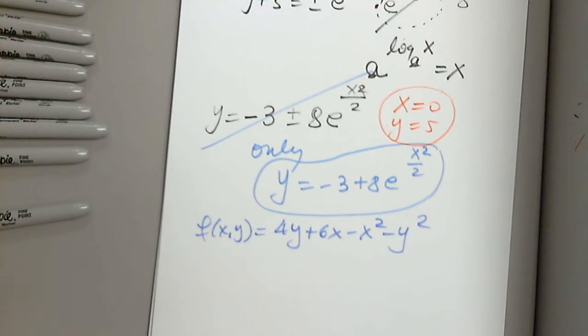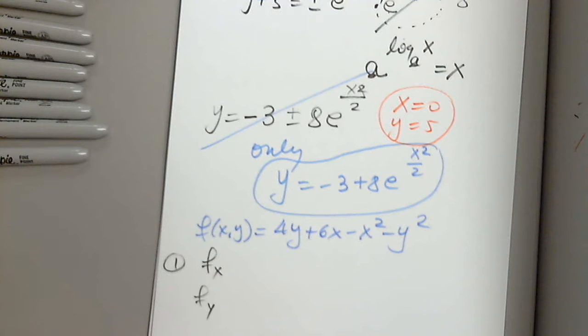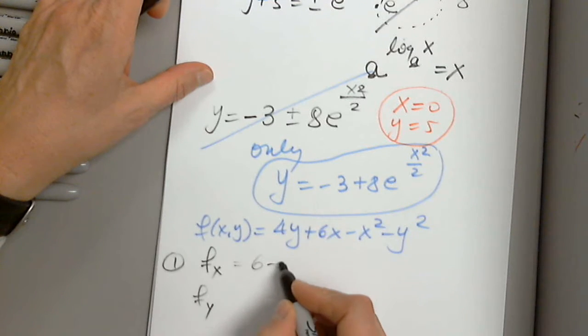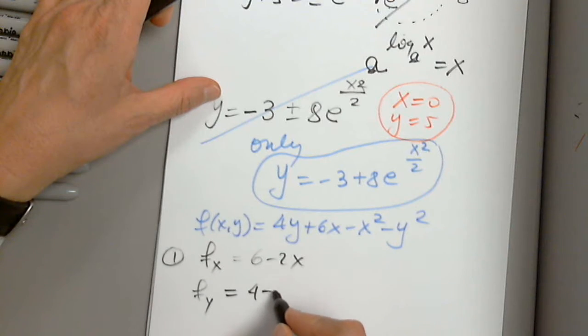So this is basically the D test. First I have to find fx and fy. That's my first step. Then I will set them equal to 0 in step 2 and find the point. So can anyone give us fx? fx is 6 minus 2x. Awesome. What is fy? fy is 4 minus 2y.